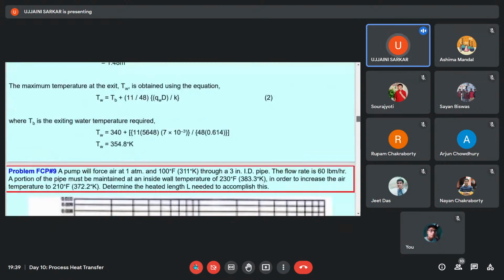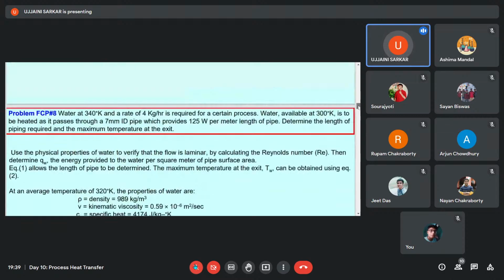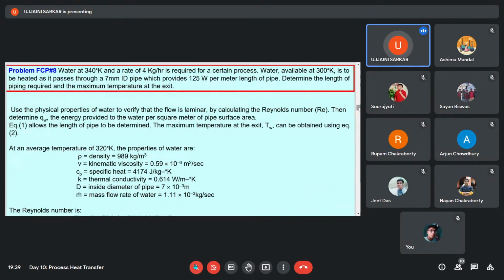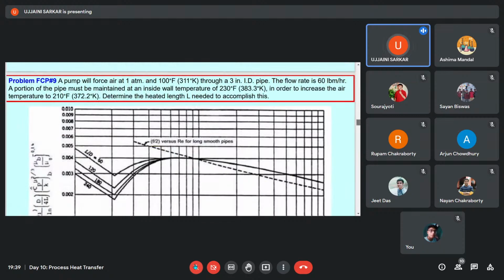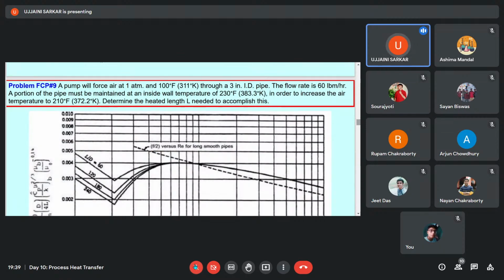Please go through it. We will not solve it in the class, but you please go through it. If you are in trouble in understanding, in tomorrow's class I will explain. So FCP 8 you please go through at home. We now move to FCP9, which is interesting because we have to look for charts.